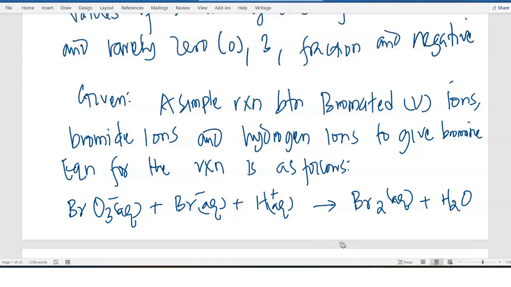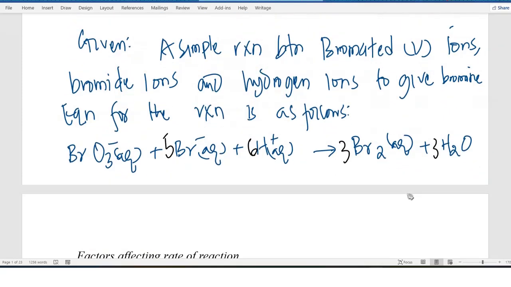So now our task is to do the balancing. So we can put a 5 here, and bromine becomes 6, so we put 3 here. On the other side we have 3. We have 1, so we can put 3 here, and then hydrogen becomes 6. So that is one simple reaction in which bromate ion, bromide ion and hydrogen ion react to give bromine.